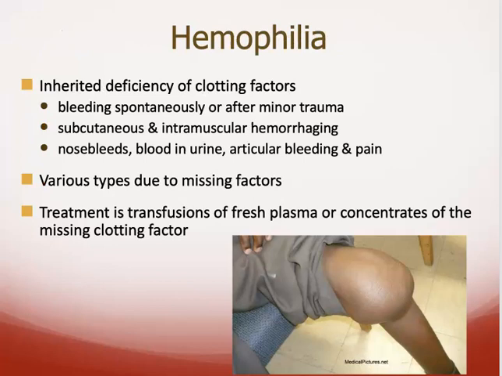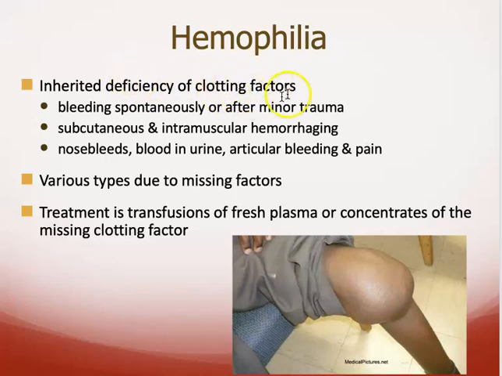You may have heard of people being hemophiliacs or hemophilia. This is an inherited deficiency of clotting factors, and depending on which ones you are missing or if they're just damaged, hemophilia can have various stages. It isn't just an all or nothing kind of thing.